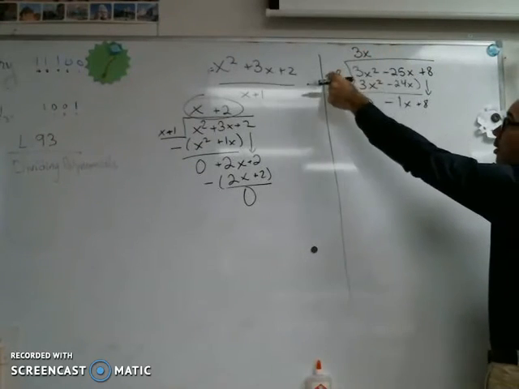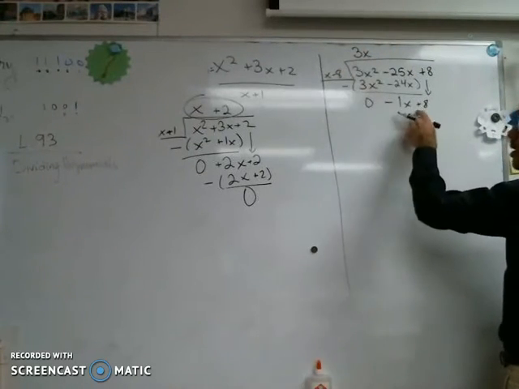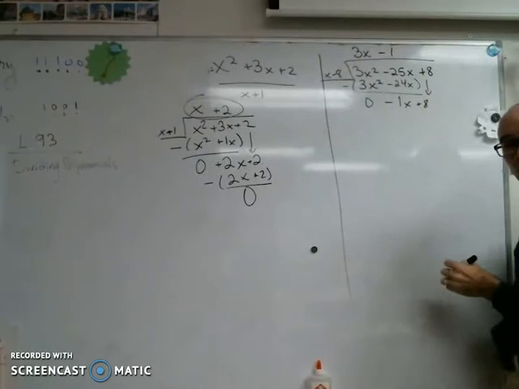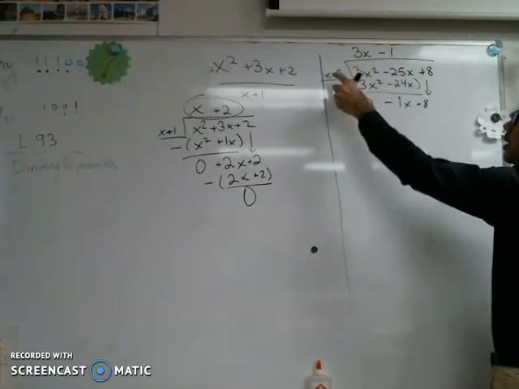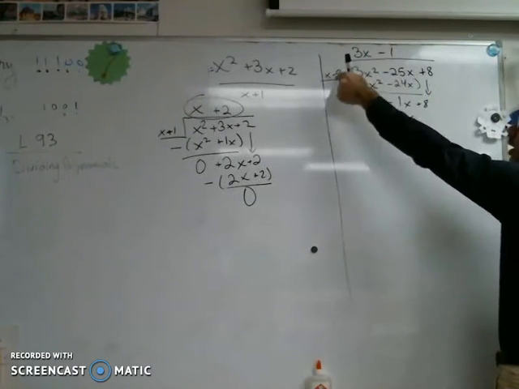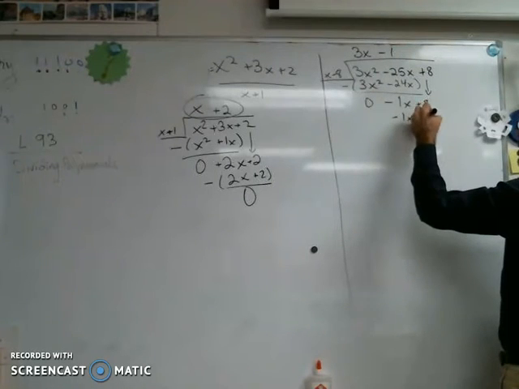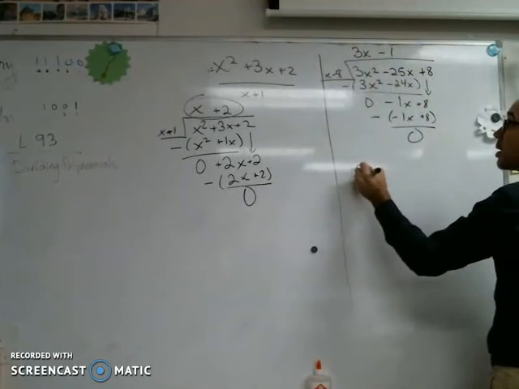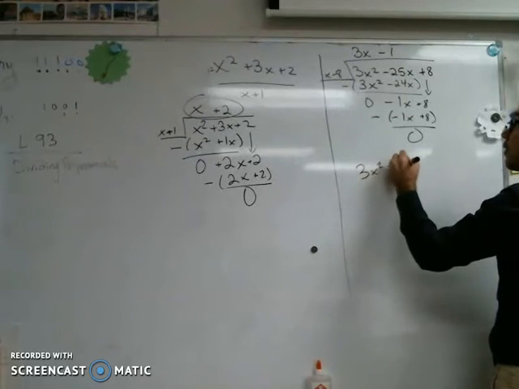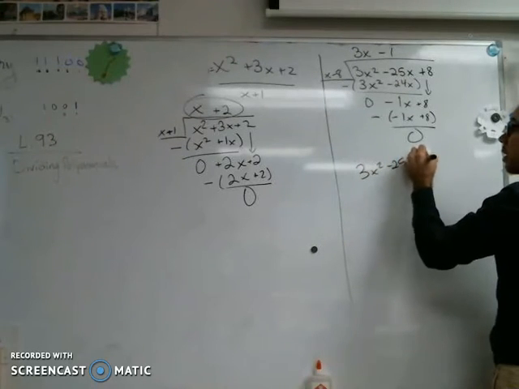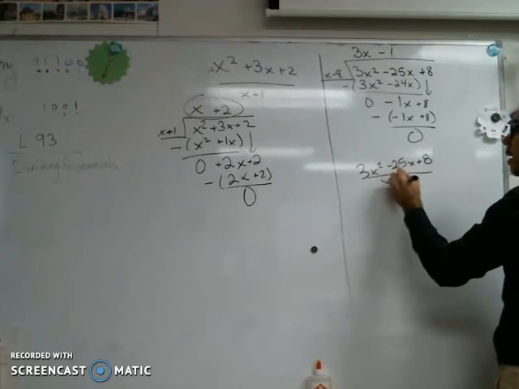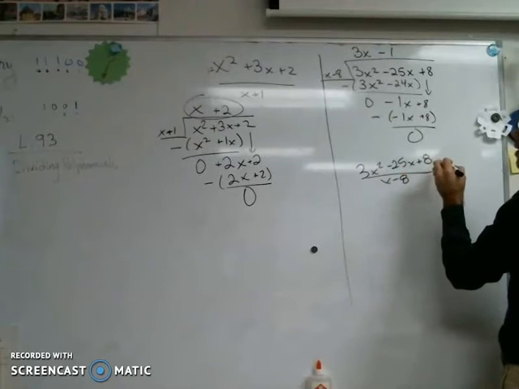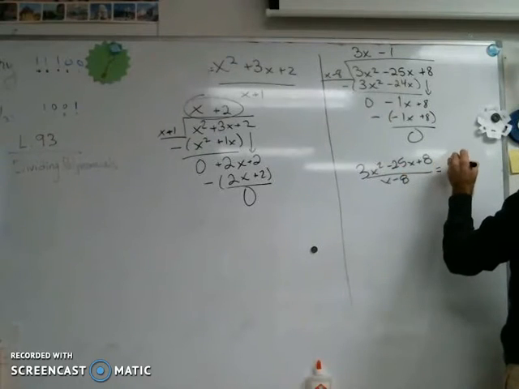What should go here that gets multiplied by this that makes this? Well, negative 1 will. Negative 1 times x is negative x, and negative 1 times a negative 8 is a positive 8. And that thing minus itself is equal to 0. So that means that 3x squared minus 25x plus 8 divided by x minus 8 would have equaled 3x minus 1.